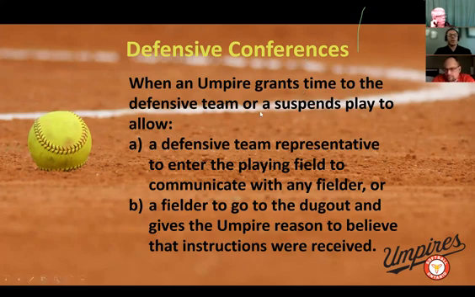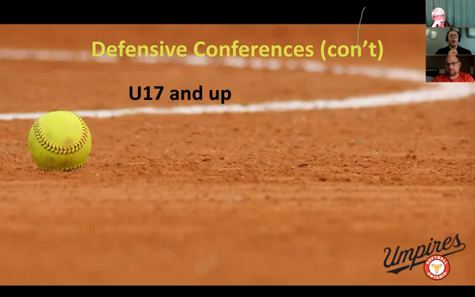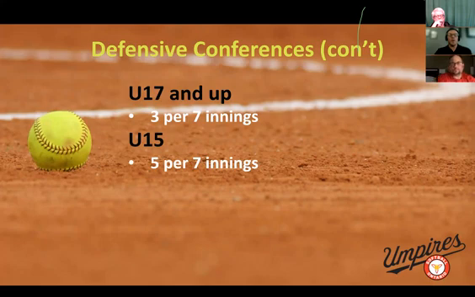Of course, teams are allowed a certain amount of defensive conferences per game. This fits with the new age categories for this year for Softball Canada and also Softball Ontario. Gone are U16, U14, U12, and introduced are U17 and up. They get 3 per 7 innings. So 3 defensive conferences per 7 innings. If you're talking U15, that's a very special category. It has its own rule, 5 per 7 innings. And if it's U13 and below, there is no such rule.